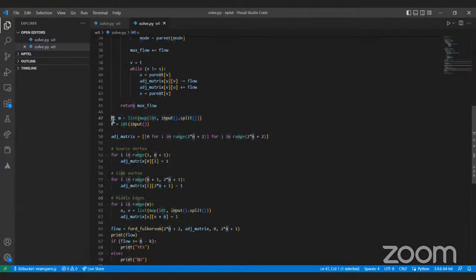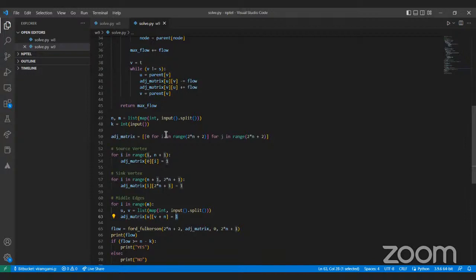N is the number of vertices, M is the total number of edges, and K is the input parameter. And we want to know if there exists a decision path of at max K size or not. Since I want to use a flow-based approach, here also I'm maintaining the adjacency matrix, because in an adjacency matrix, as I said, I can represent each cell in this matrix as the edge capacity.